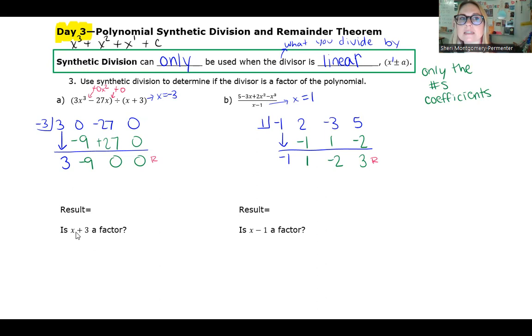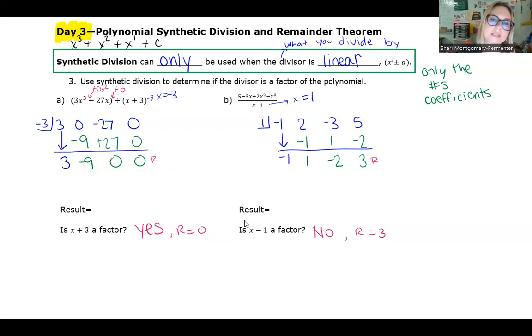So that means, is x plus 3 a factor? Yes. So for this one, with a remainder of 3, would that be a factor? No. And for this one, the way that you can know, yes, it's a factor because r is equal to 0. No, it's not a factor because r is equal to 3. The remainder has to be equal to 0 for it to be a factor.